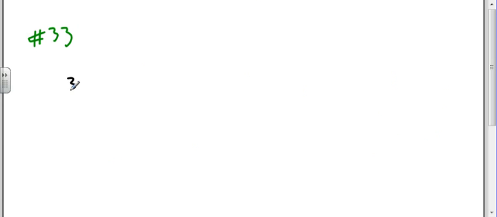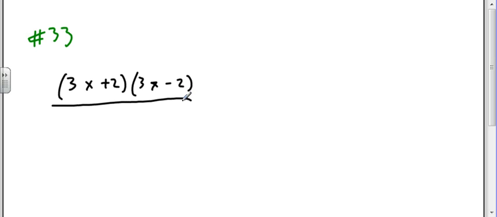Okay, we're going to factor the top guy: 3x plus 2, 3x minus 2. Okay, the guy on the bottom, I don't know about him. Okay, we're going to invert and multiply. I got 6x minus 6 x... that won't work. All right, well, I'll worry about it later.